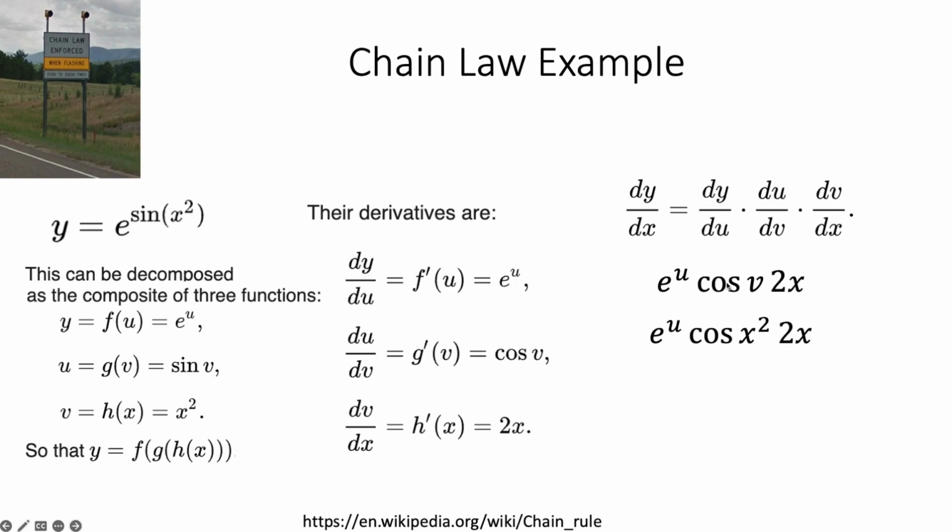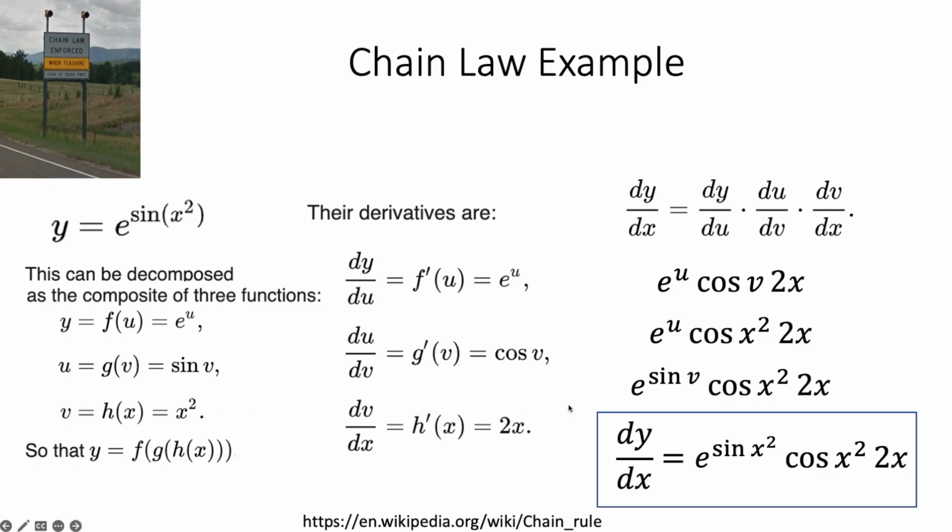So here, we've replaced our v with an x squared. And then here, we've replaced a sine of v for our u, right? Because we had e to the u. Well, that's sine of v. Put that in there. All right, we're closer. We got some x's and a v, so we got to get rid of that. Well, what's v? v is x squared. So we put that in there, and now we have the answer. So this is how the chain rule works.